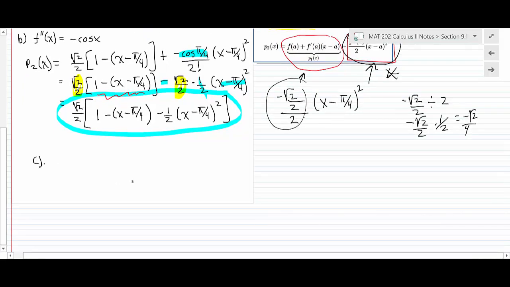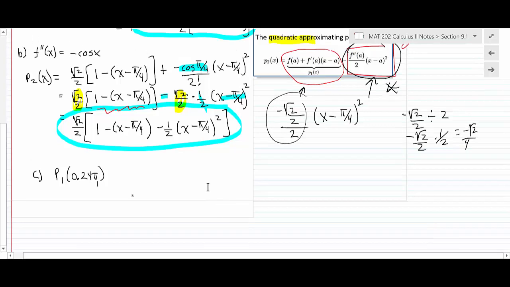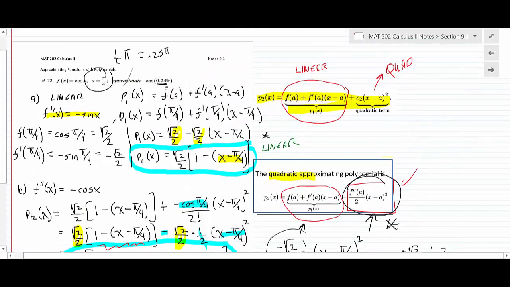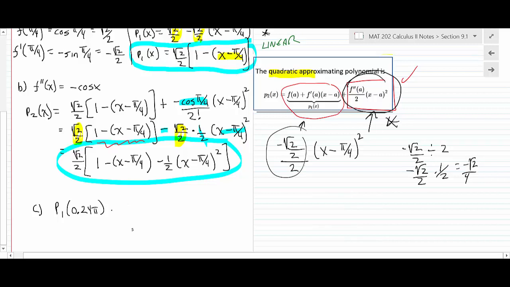Now these things you just kind of do with your calculator. I've already done some of these things. What we're doing is we're approximating the cosine of 0.24 pi. If you read the directions to the problem, it said approximate cosine 0.24 pi. So first of all, we're going to do the linear approximation. That's just plugging in here for x. You're going to have root 2 over 2 times 1 minus 0.24 pi minus pi over 4. You would get your calculator out on that, and then you would just crunch that out.